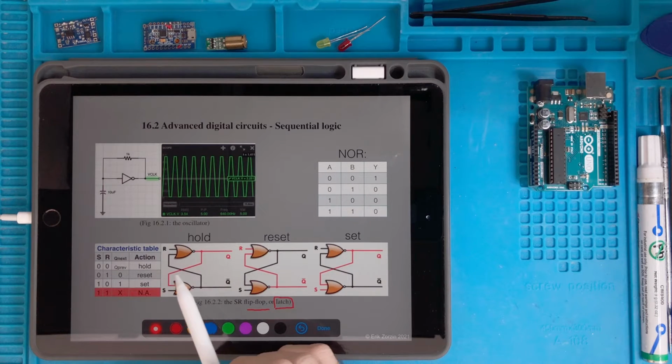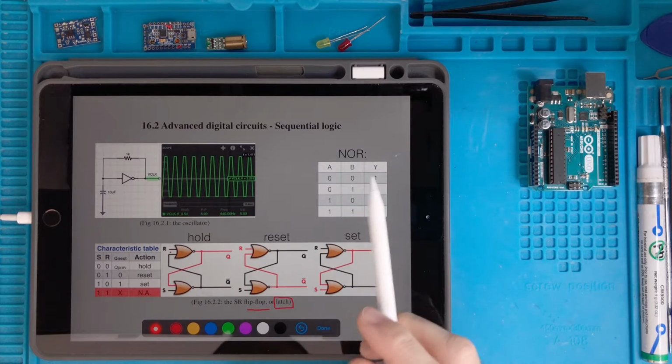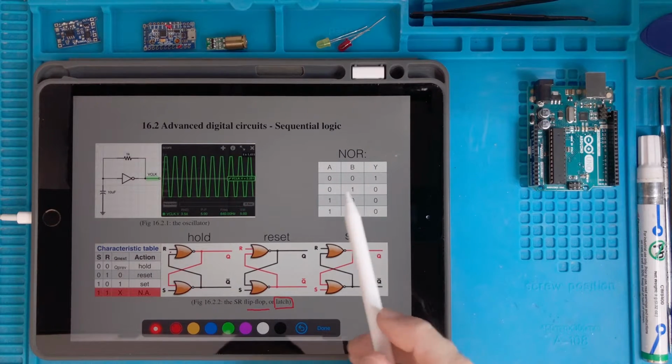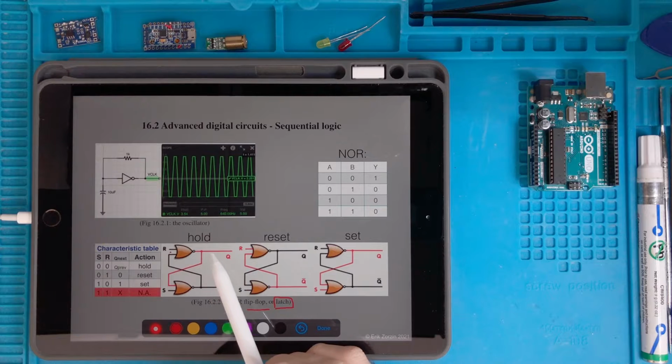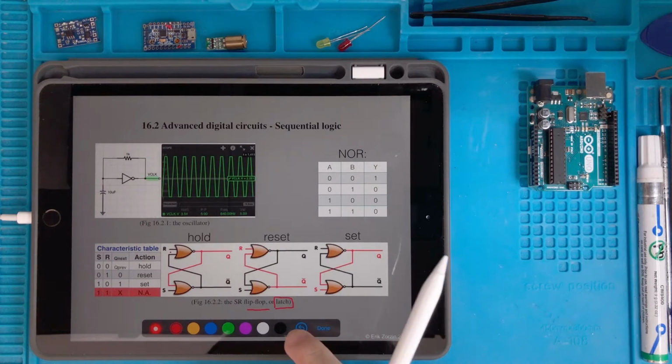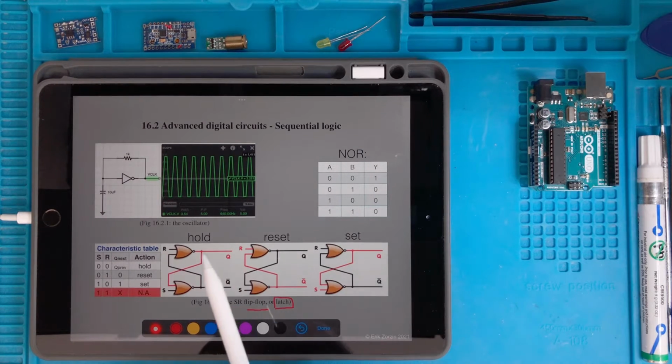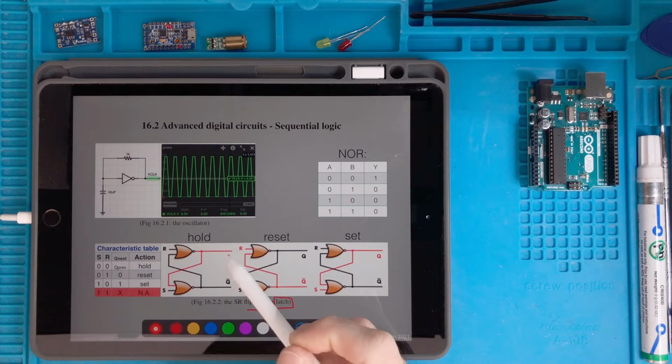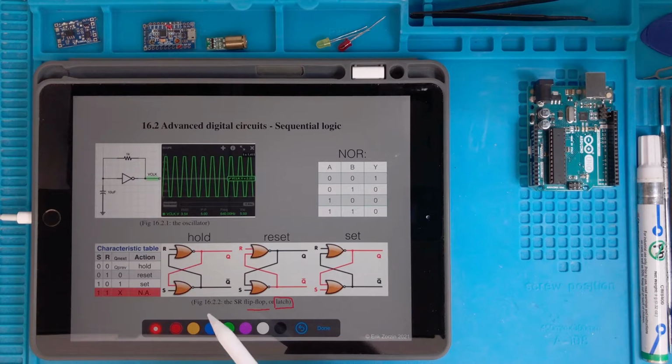So if this is 0, we are here, and if this is 0 and this other input is 0, the truth table is saying that we have a 1 here, which is this red line. So this situation is consistent with what is represented here with colors. One input is called set, the other one is called reset.